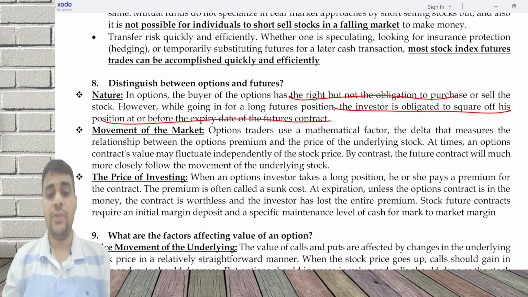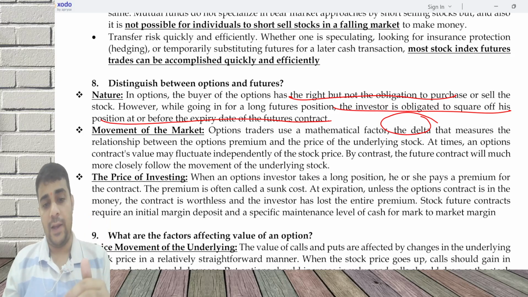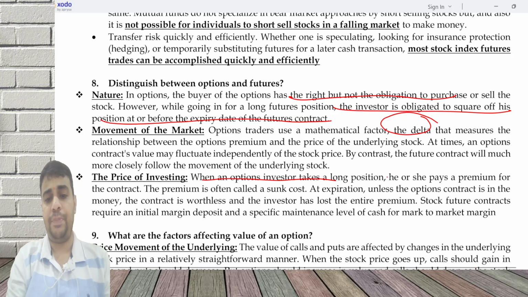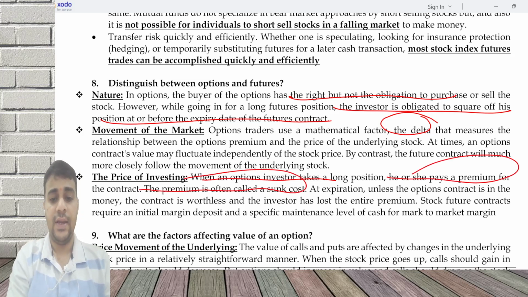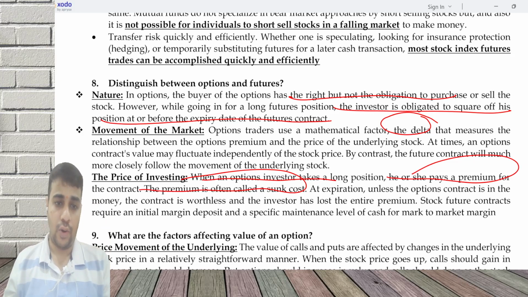Option traders use a mathematical factor, the delta, that measures the relationship between the option premium and the price of the underlying asset. Most of the time, the option value will change with the underlying asset, but many a times it can even change independently because days are passing. A futures contract will change more with the underlying asset. In an option, you will have to pay a premium, that is your initial cost, which is like a sunk cost. In case of futures, you will have to maintain some initial margin, and this margin will keep going up or down based on the MTM profit or losses.